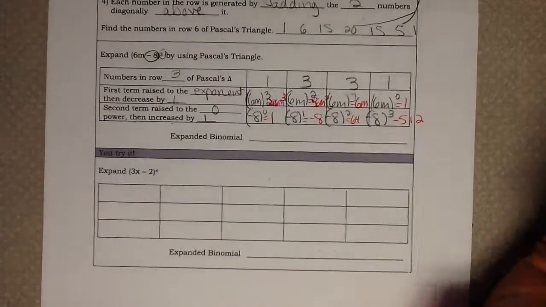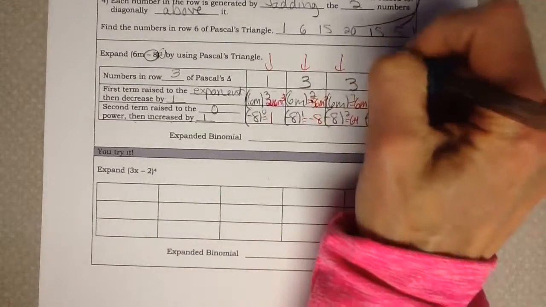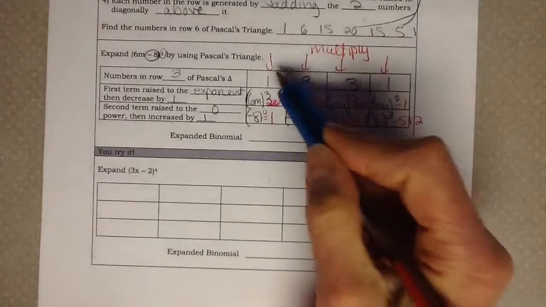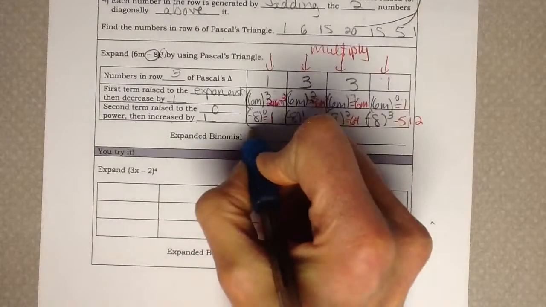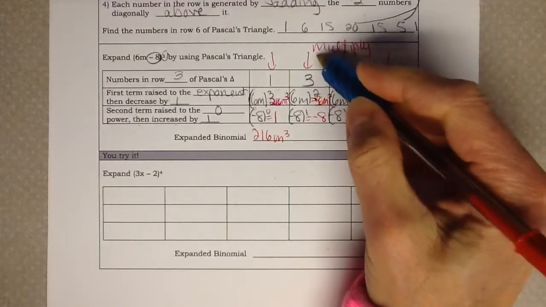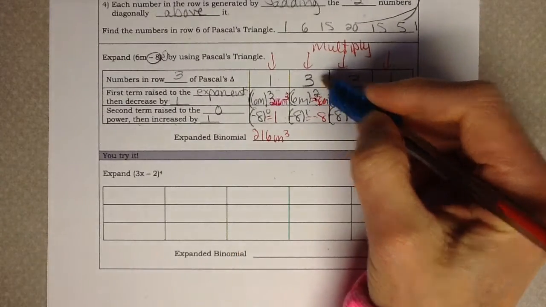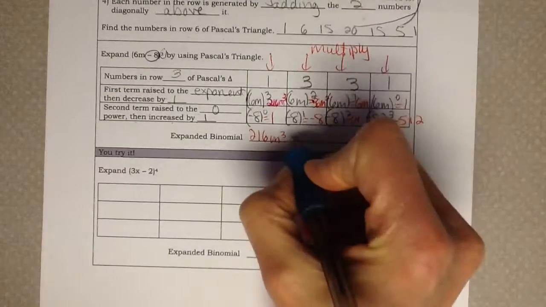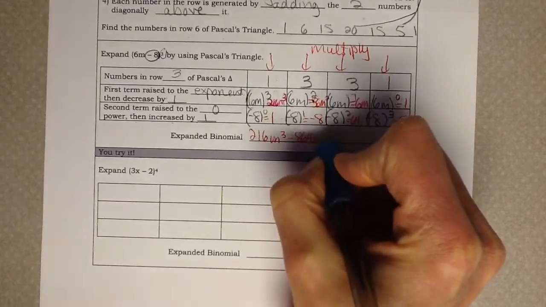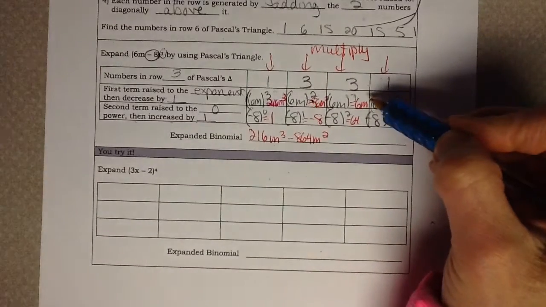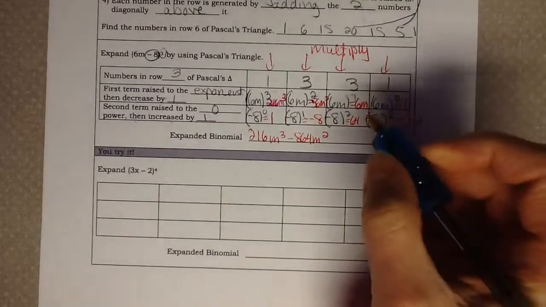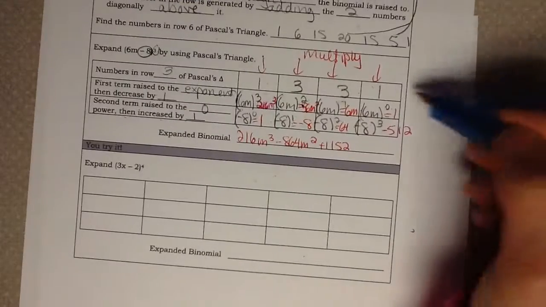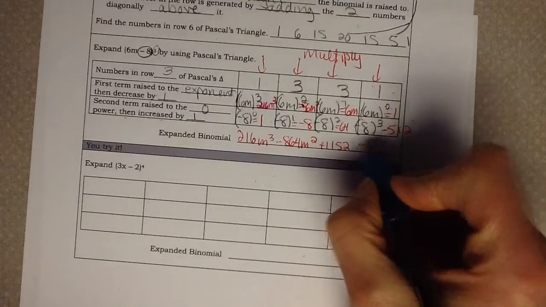Okay, once I have all of this set up, I'm just going to multiply down the columns. So multiplying all of this, I get 216m cubed. And then I go to this column, and I multiply 3 times 36m squared times negative 8. And that's going to give me negative 864m squared. And then the 3 times 6m times 64 is going to give me plus 1,152. And then I'm going to multiply the 1 times negative 512, so minus 512.